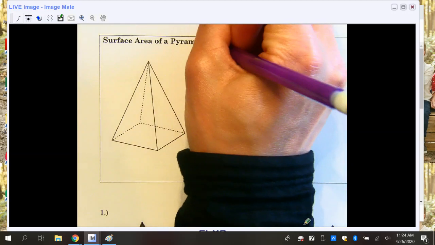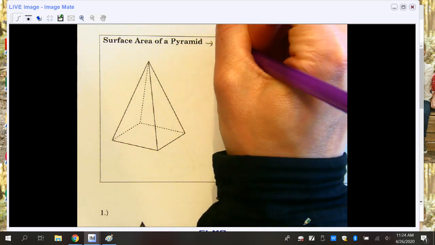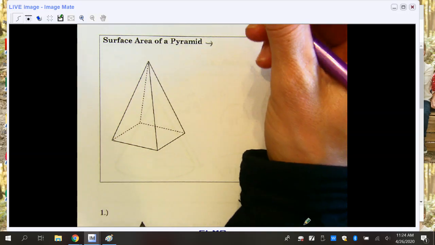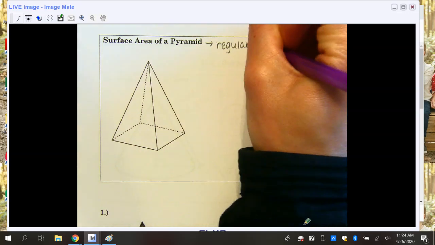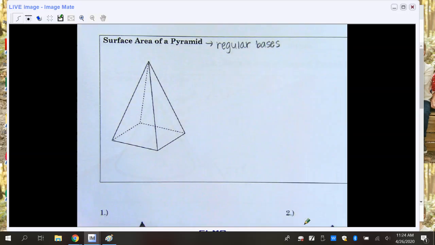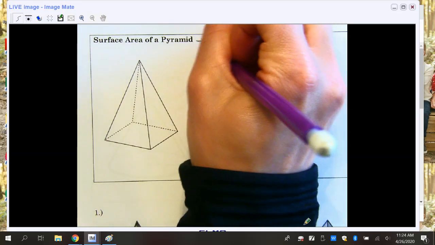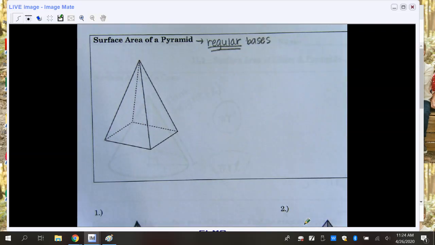And so one thing that we're going to be focused on, all of our bases that we are going to be talking about in this scenario are all going to be regular bases. Okay, so remember from last chapter, that word regular means that all angles and sides are congruent. So we are only going to be focusing on square bases or equilateral triangle bases, things like that. Okay, so we're not going to make it too complicated.